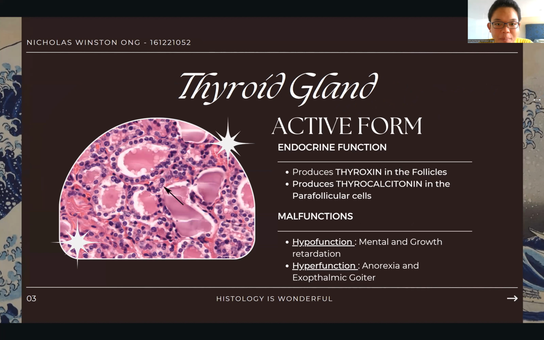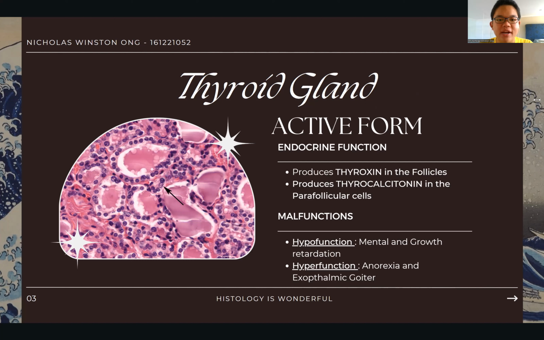Under histological slide preparation, the thyroid gland may either be in its active form or in its hypoactive form. In its active form, when it is currently producing hormones, the epithelium inside the thyroid gland will be simple cuboidal epithelium, or simple columnar epithelium in its taller version. While in its hypoactive form, the epithelium will be simple squamous epithelium. So we can say that the active thyroid gland has thicker epithelium than the hypoactive thyroid gland.